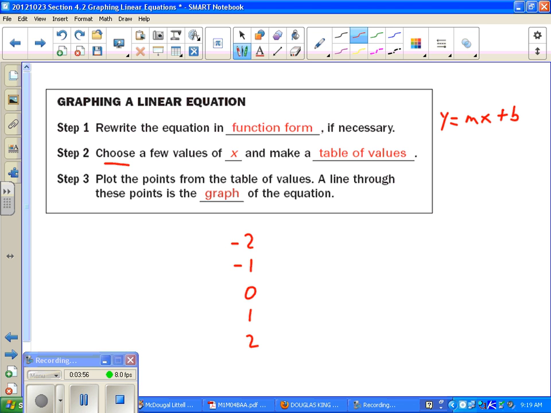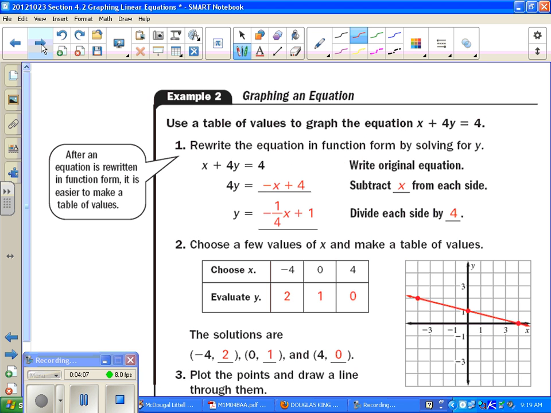Then make a table of values and plot. Once you run x through the equation and get your x and y values, go ahead and plot each of them and create a graph.